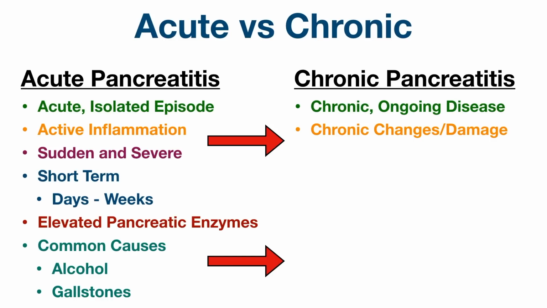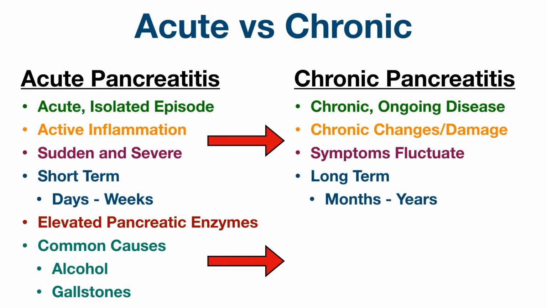Whereas the symptoms of acute pancreatitis are often sudden and severe, the presence and severity of symptoms in chronic pancreatitis can fluctuate. Some individuals with chronic pancreatitis can still have flare-ups or episodes of acute pancreatitis as well. Chronic pancreatitis is long-term and can persist for several months to years.